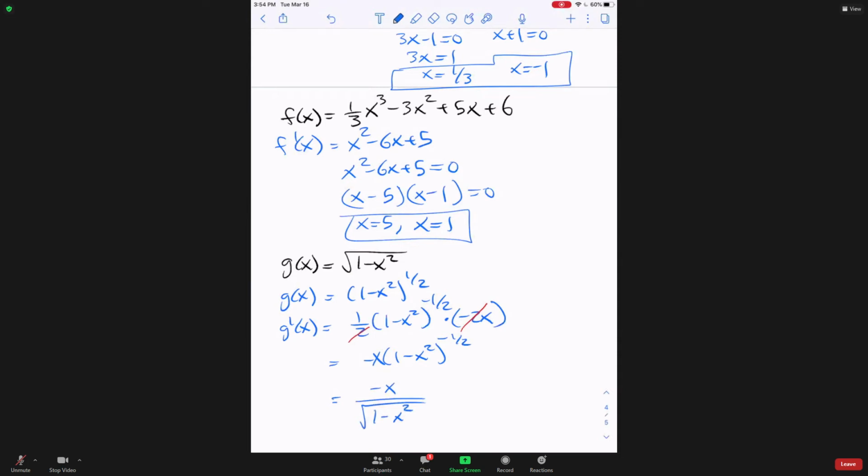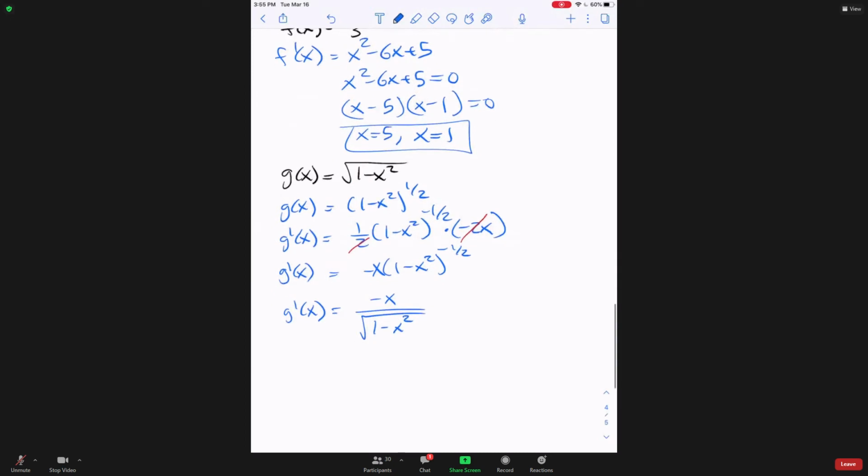Now, you've got to remember what I told you. It's when the derivative is 0 or undefined, when the derivative doesn't exist. So you've got to worry about both situations here. The derivative is going to be 0 when the numerator is 0. So g prime will equal 0 at x equals 0, because when the numerator is 0, the whole thing will be 0, right? 0 over any number is 0.